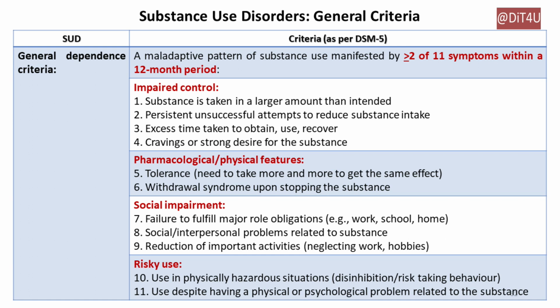Substance is taken in larger amount than intended. Persistent, unsuccessful attempts to reduce substance intake is seen. Excessive times taken to obtain use or recover from substance use. Cravings or strong desire for taking the substance. Then tolerance, need to take more and more to get the same effect, or withdrawal symptom upon stopping the substance. Failure to fulfill major role obligations such as work, school, home, social or interpersonal problems related to the substance. It should be a direct consequence of taking the substance, such as wife becoming angry because the husband is drinking every day, for example. Reduction of important activities such as neglecting work and hobbies.